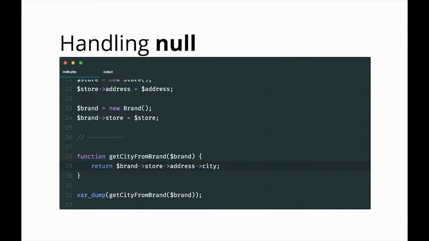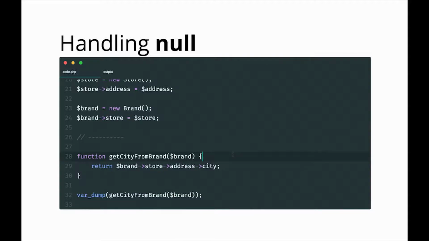But the biggest problem with this is that each step in here assumes that the value that has a property lookup is not null. So although I'm suppressing warnings in this output, if I commented this out, I would break the relationship between brand and store. And by the time it gets here, this will be null. And so looking up address on that doesn't really make sense.